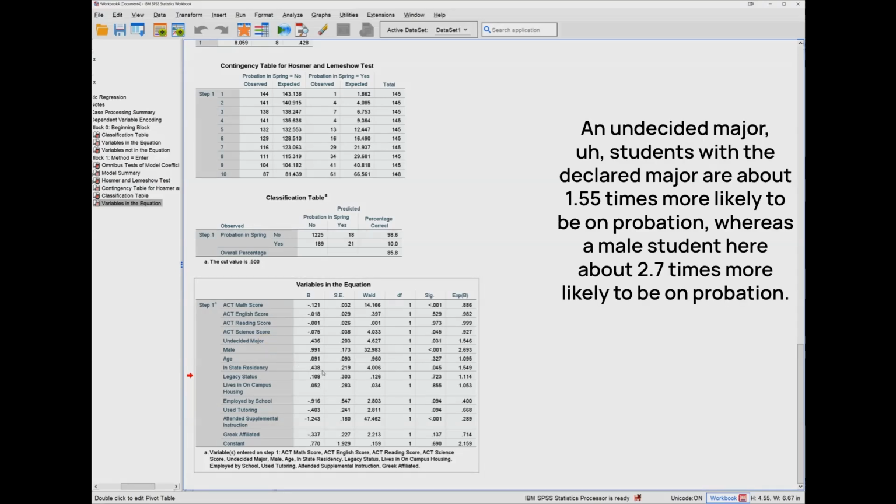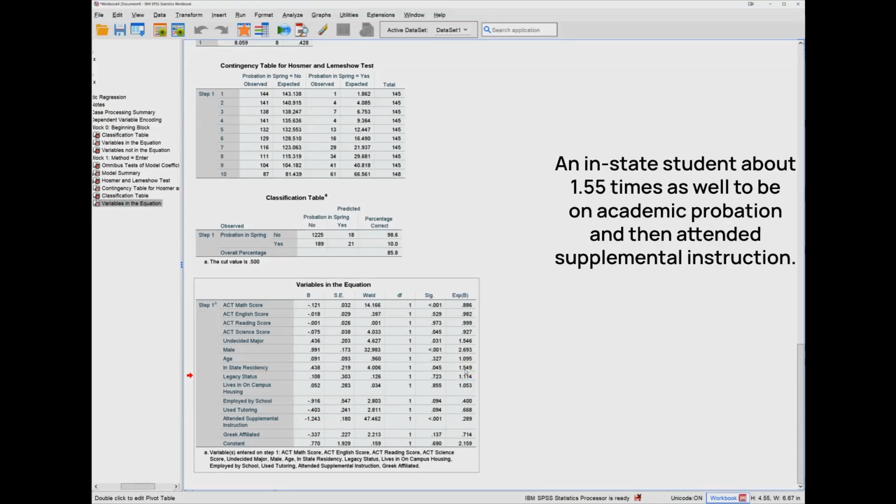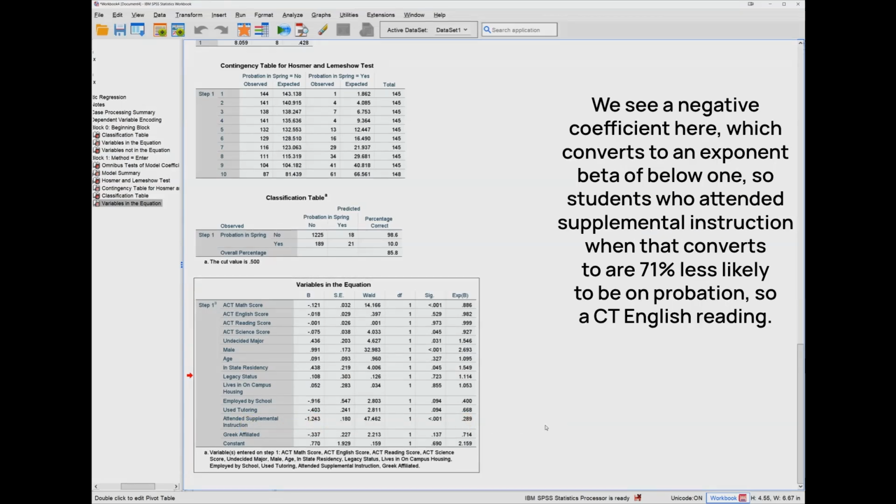An undecided major, students with the declared major are about 1.55 times more likely to be on probation. Whereas a male student here, about 2.7 times more likely to be on probation. An in-state student, about 1.55 times as well to be on academic probation. And then attended supplemental instruction, we see a negative coefficient here, which converts to an exponent beta of below 1. So students who attended supplemental instruction are 71% less likely to be on probation.